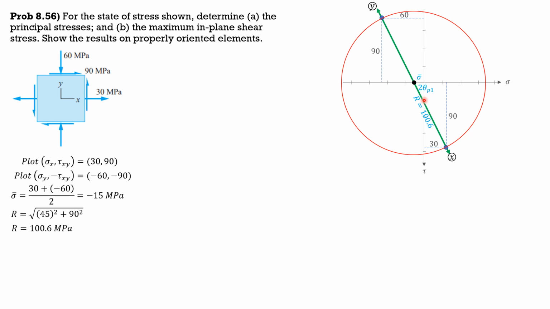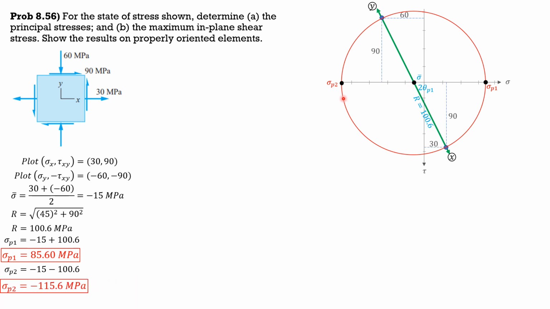This is 2 theta P1. And this is sigma P1, sigma P2. So sigma P1 is sigma bar, negative 15, plus R, plus 100.6. So sigma P1 is equal to 85.6 megapascals tension. Sigma P2 is sigma bar, negative 15, minus R, minus 100.6. So sigma P2 is negative 115.6 megapascals. Then the maximum in-plane shear stress is the radius, 100.6 megapascals.